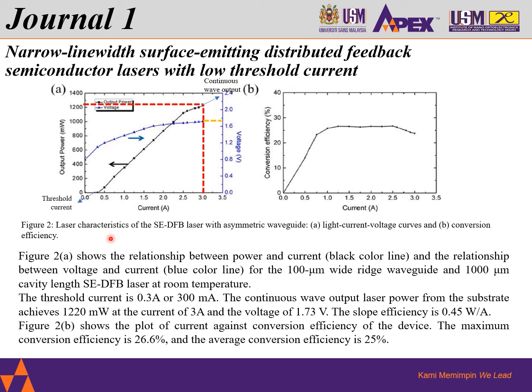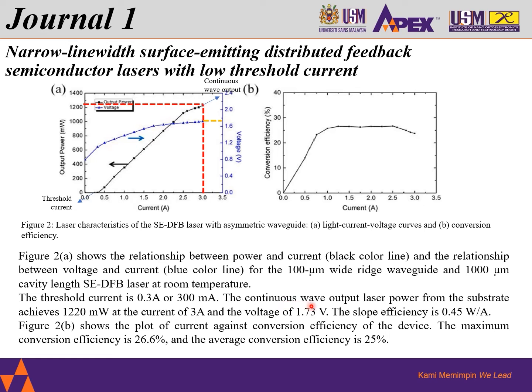Figure 2A shows the light current voltage curve, while figure 2B shows the conversion efficiency. From figure 2A, the black color line here shows the relationship between output power and current, while the blue color line here is the relationship between voltage and current. From the black color line here, we can identify the threshold current. The threshold current is around 0.3 ampere or 300 milliampere.